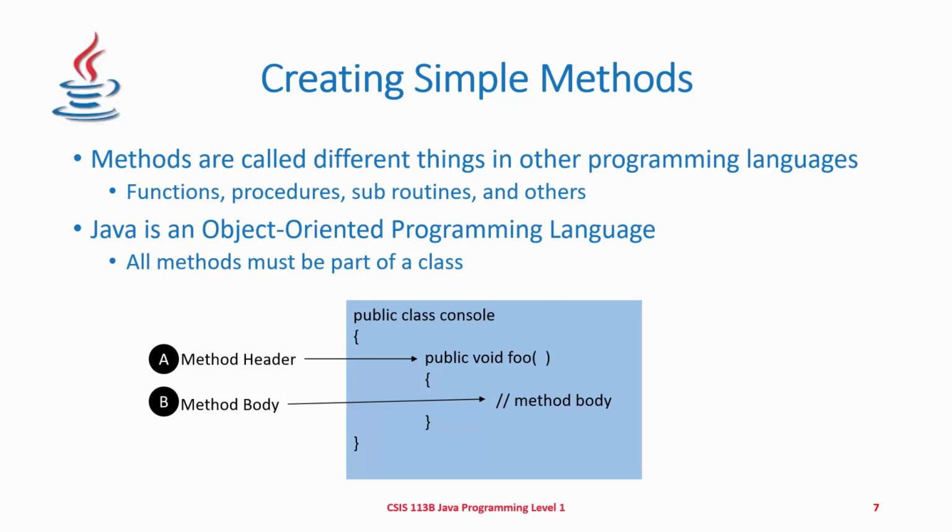As far as the structure of the method, we have what's called the method header. We've got some keywords there: public, void, and then the actual name assigned to the method, which is foo in this case, followed by a set of empty parentheses. That means that it doesn't accept any parameters. We'll get to public and void in just a little bit. Then the method body is in a set of curly braces, so all the statements that make up this method will be enclosed inside the curly braces.